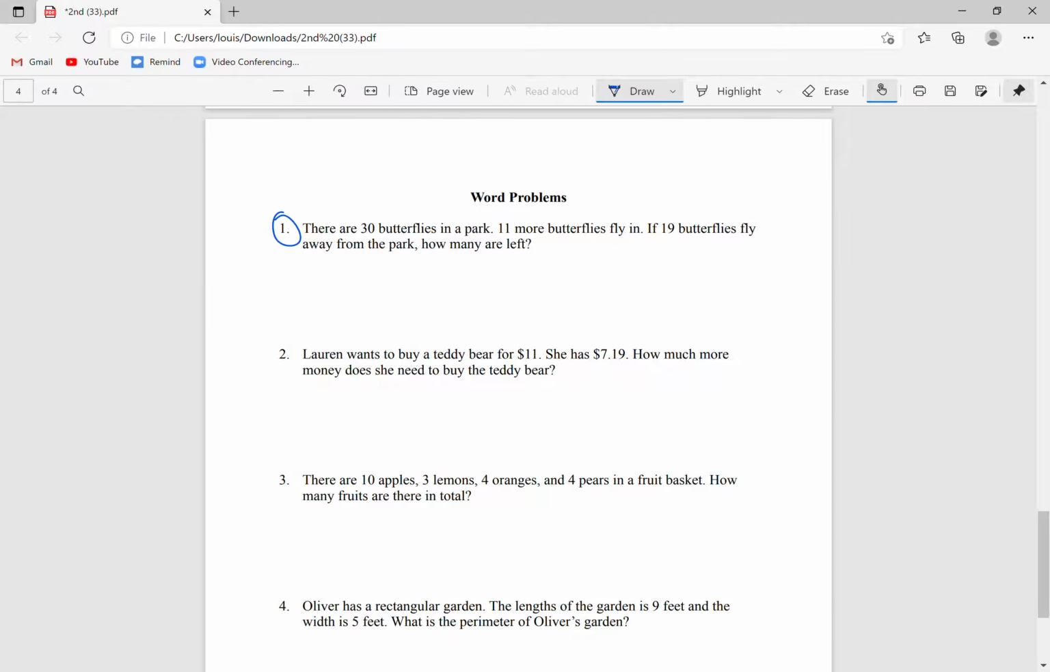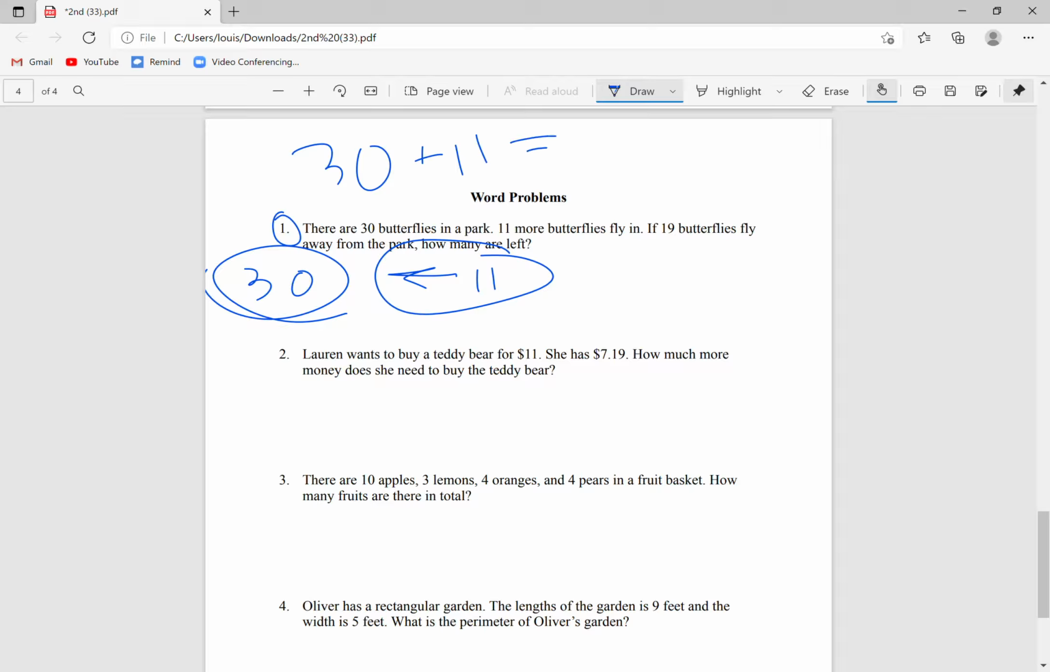Number 1. There are 30 butterflies in a park. 11 more butterflies fly in. If 19 butterflies fly away from the park, how many are left? So, we start with 30, always write things out. So there are 30 butterflies in the park. Now, 11 more butterflies fly in. So we add 11 to 30, getting us a total number of 41.